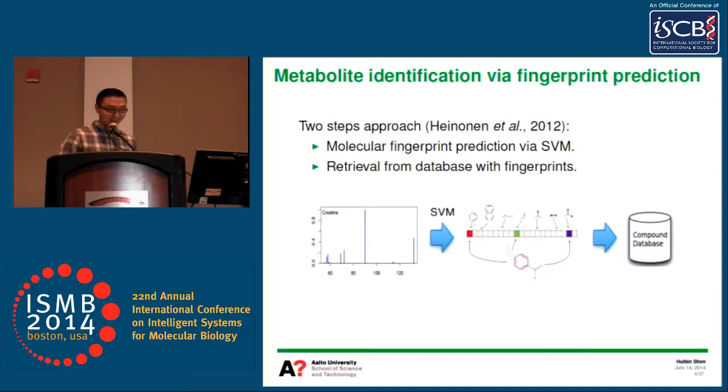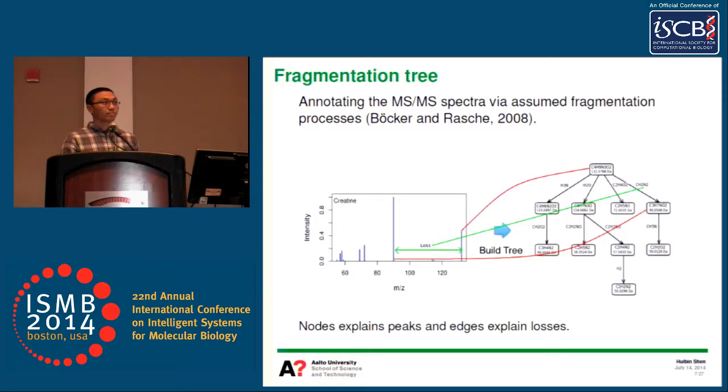So in this paper, we propose to add extra information besides the MS-MS spectrum. That is a fragmentation tree, proposed by our collaborator. So what is a fragmentation tree? You have the MS2 spectrum on the left, and now you're trying to use this tree to simulate the fragmentation process which happens in the mass spectrometer.